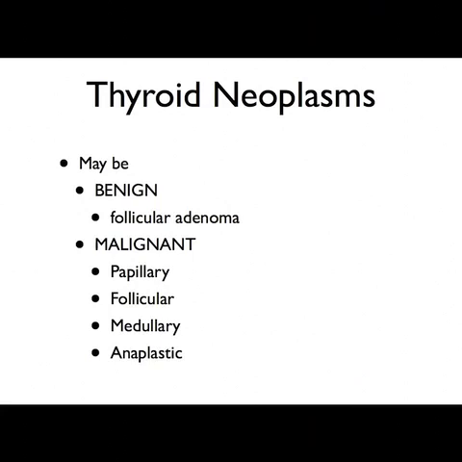So the thyroid neoplasms. Once again, we split them into those that are benign and those that are malignant. An example of a benign neoplasm is a follicular adenoma. Malignant can be papillary, follicular, medullary, or anaplastic. There are some important associations which we're going to go through now.